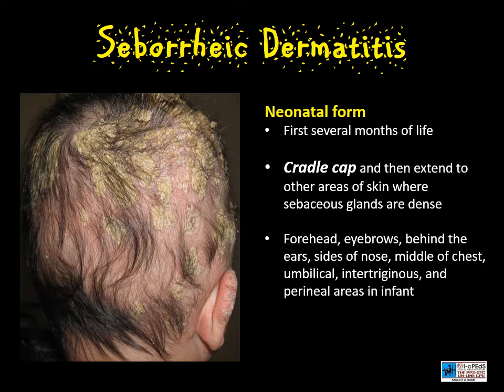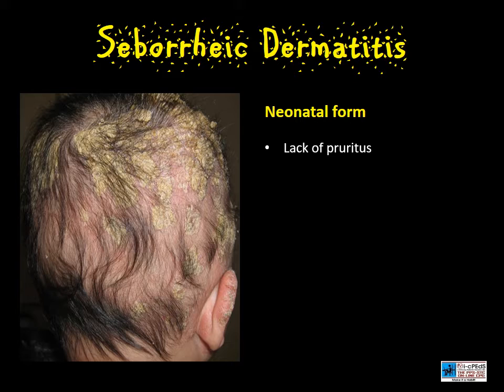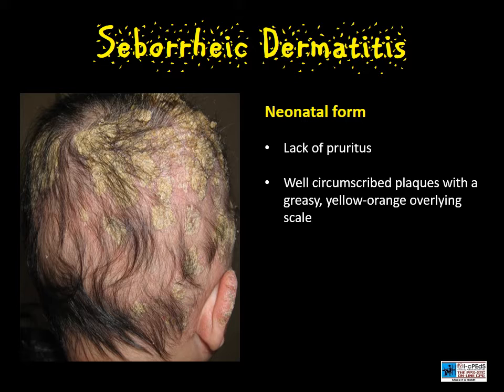Scaly, greasy patches form on the baby's scalp, the forehead, eyebrows, behind the ears, sides of the nose, middle of the chest, umbilical area. Intertriginous and perineal areas in the infants are also affected. There is considerable lack of pruritus. The patches become thick and crusty, but the cradle cap is harmless and non-pruritic. Cradle cap usually goes away on its own within a few months.